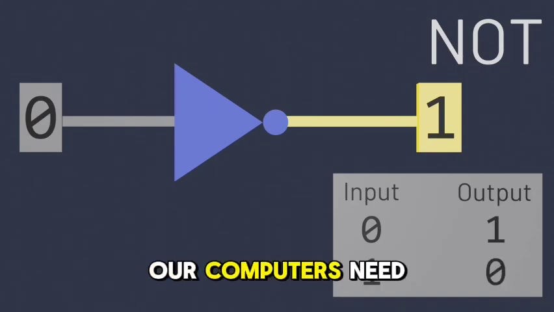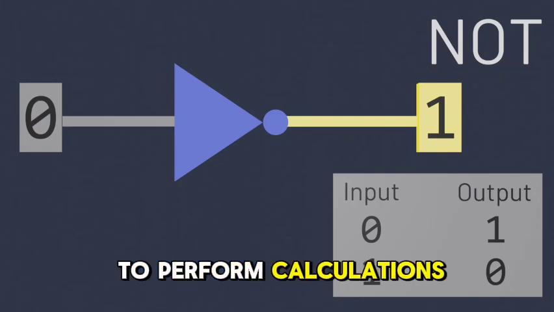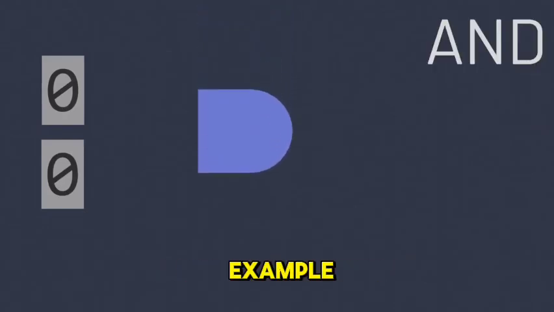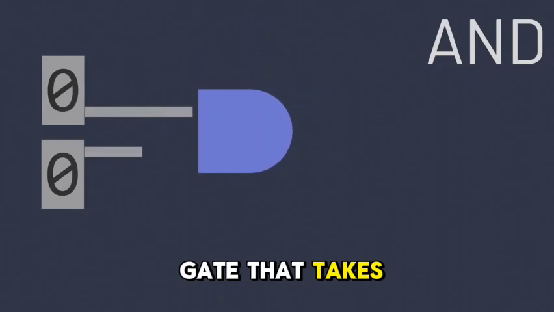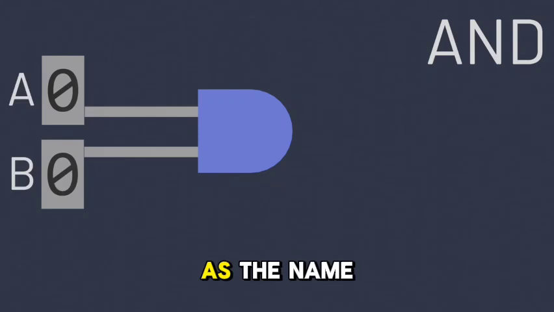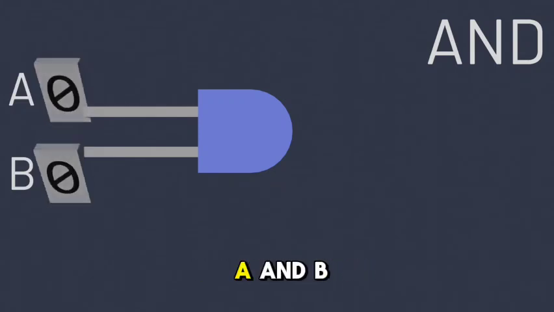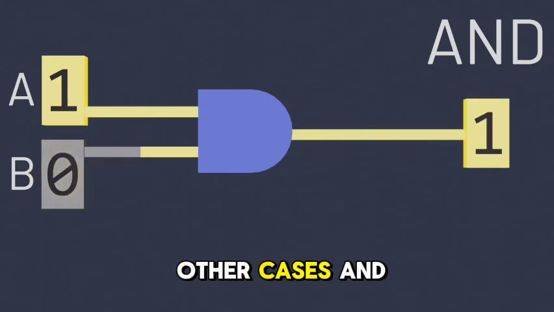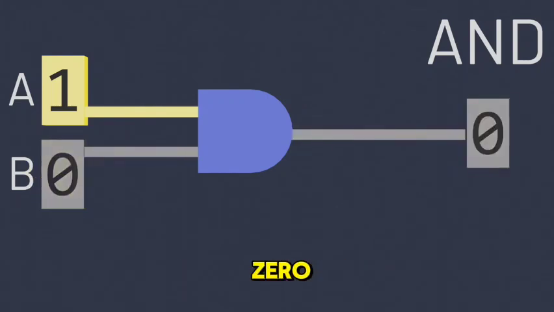Often, though, our computers need to be able to perform calculations not just on a single bit of information, but on multiple bits of information. The AND gate, shown here for example, is a logic gate that takes two inputs instead of one. Let's call these two inputs A and B. As the name might suggest, the AND gate will output a 1 when both A and B are 1s, but in all other cases, AND will output a 0.